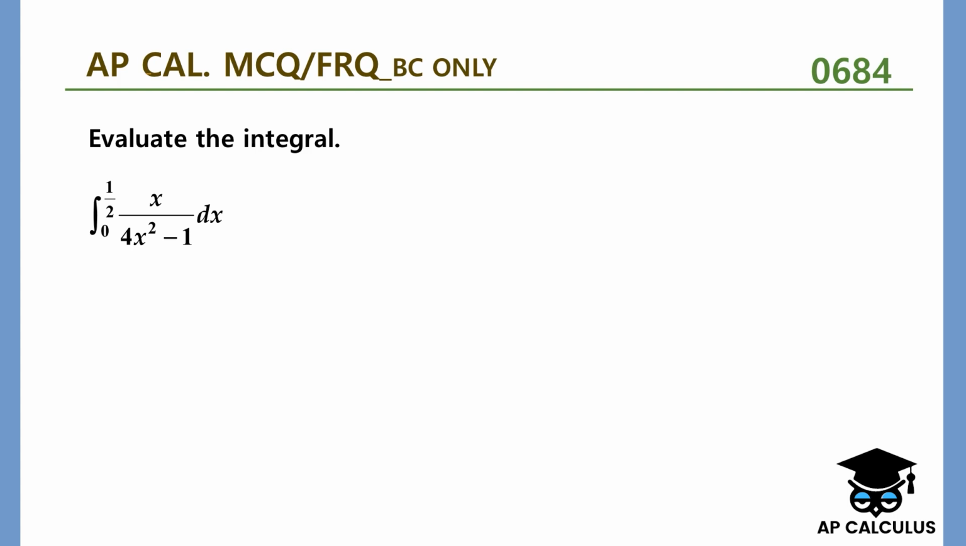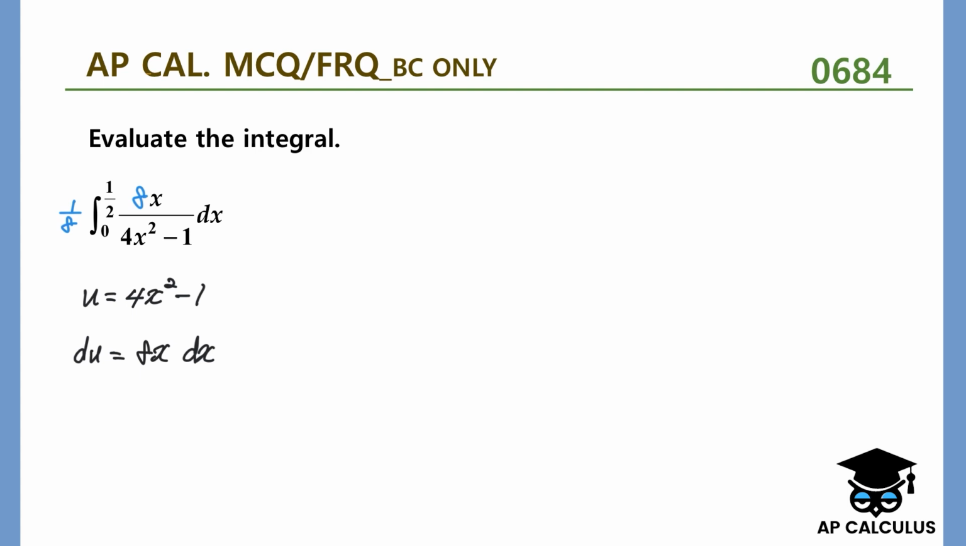Question 684. We have the definite integral from 0 to 1/2 of x over 4x squared minus 1. We can use u substitution to find the antiderivative of this. Let u equal 4x squared minus 1. Then du is equal to 8x dx, right? So I'm going to multiply by 8 here and 1 over 8 here.